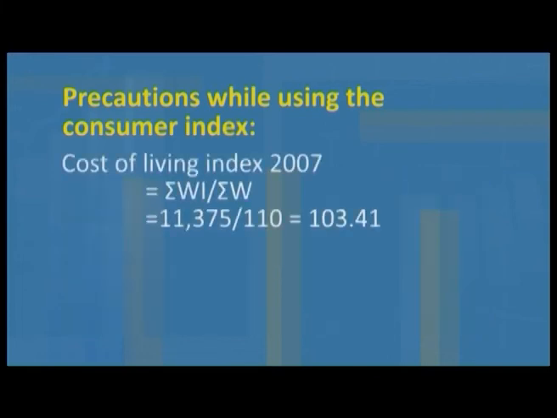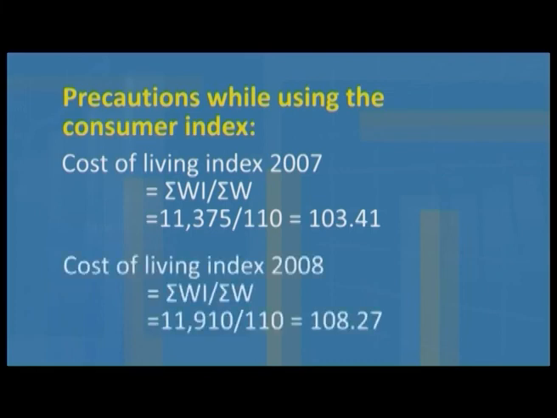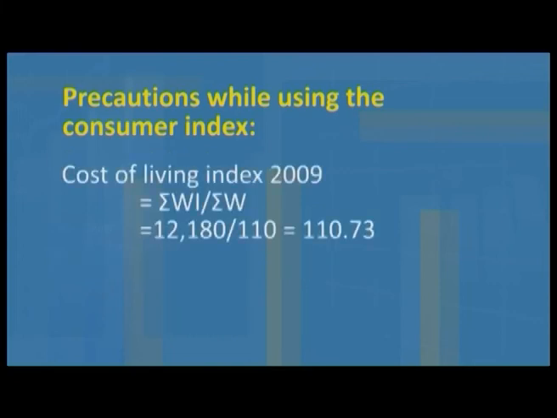Now, let us calculate the cost of living index for 2007 as summation of weighted relatives divided by summation of weights, which is equal to 11,375 by 110, which is equal to 103.41. Similarly, the cost of living index for 2008 is equal to 11,910 by 110, which is equal to 108.27, and the cost of living index for 2009 is equal to 12,180 divided by 110, which is equal to 110.73.